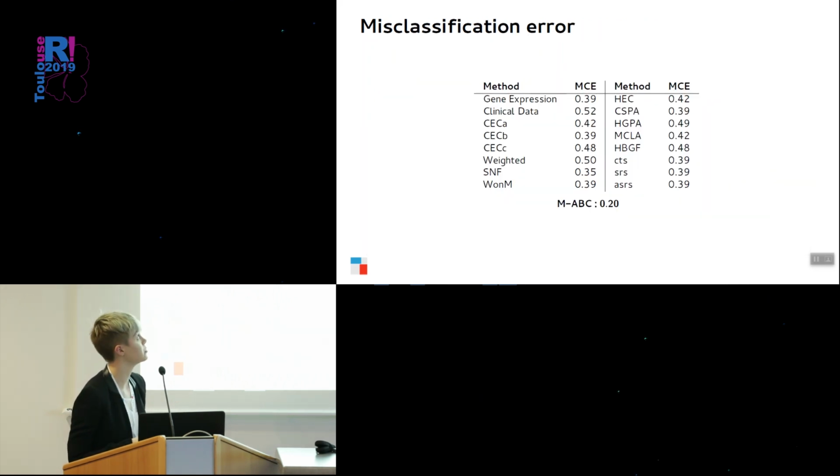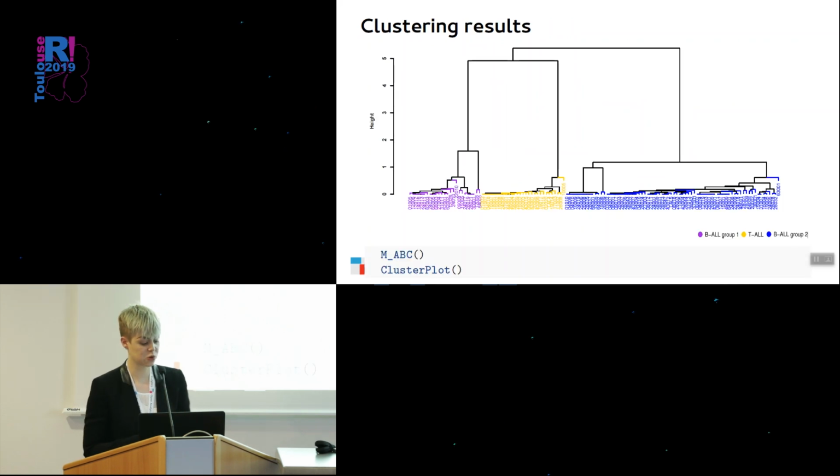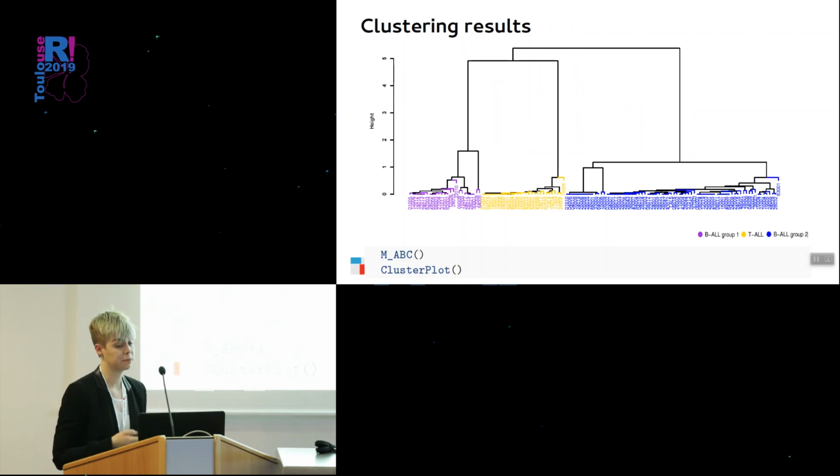Now, putting it in misclassification errors, we can see that our MABC method is quite good in trying to refine these 2 types of leukemia, just based on the gene expression as well as clinical data, while each individual source is not very good. Now, looking into the result of the MABC a bit better, we can actually see that there are 3 main clusters, and that our B group has been split in 2. So we see a purple part of the B group here, as well as the blue part here.